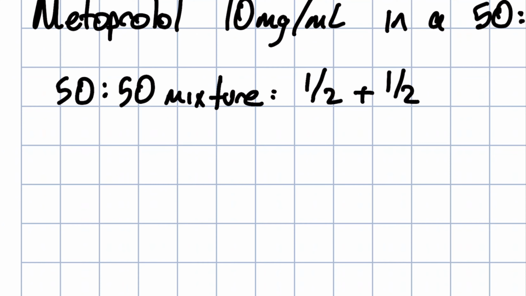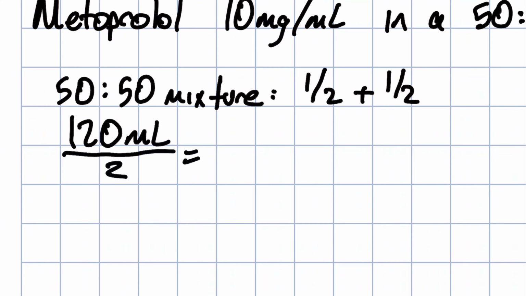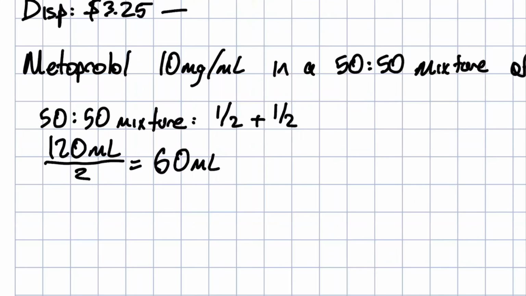I hope so, because 50-50 of anything means you're halfway. Okay. So if it's 120 mils and you're trying to divide that into 2 equal parts, it's literally just 120 divided by 2, which is 60 mils. 60 mils plus 60 mils is 120. I hope you would agree.